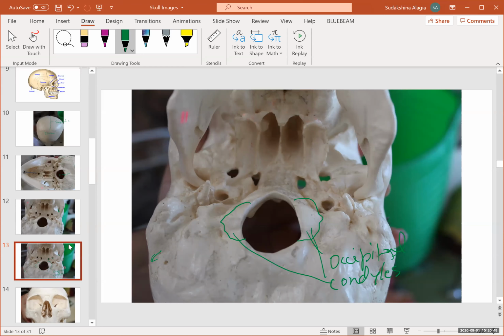On left and right of foramen magnum. So frontal, parietal, occipital.